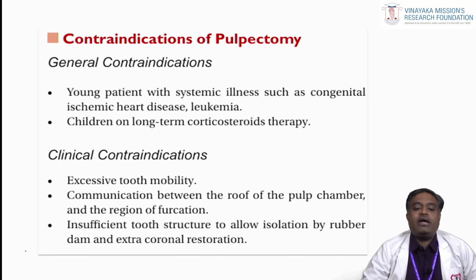Next, coming to the contraindications of pulpectomy. General contraindications are young patients with systemic illness such as congenital ischemic heart disease and leukemia. Children on long-term corticosteroid therapy are also contraindicated. Clinical contraindications are excessive tooth mobility, communication between the floor of the pulp chamber and the region of the furcation, and insufficient tooth structure to allow isolation by rubber dam and extracoronal restoration.